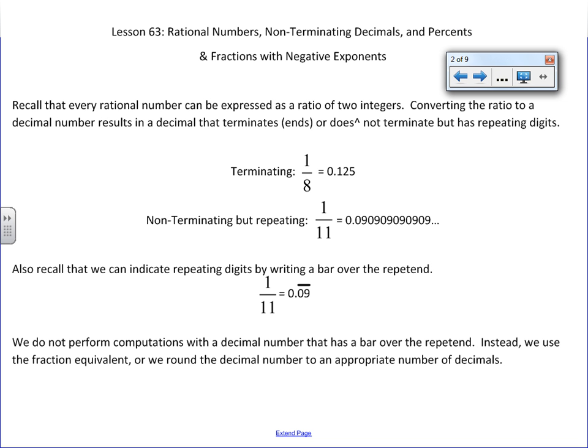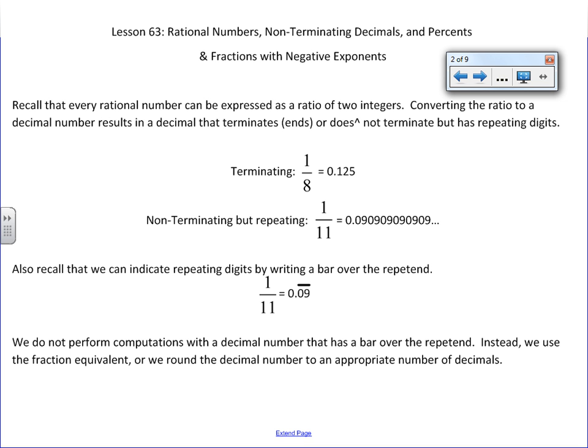What we're talking about today is lesson 63, rational numbers, non-terminating decimals, and percents and fractions with negative exponents. Recall that every rational number can be expressed as a ratio of two integers. Converting the ratio to a decimal number results in a decimal that terminates, which means that it ends, or it does not terminate but has repeating decimals.